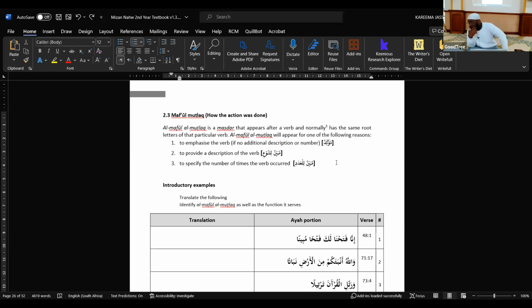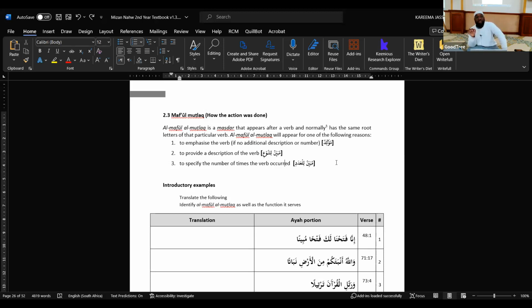So for example, you say سجدت سجدتين. Or you say سجدت سجدة واحدة. Make sense? So I prostrated سجدتين twice. That's nasb, right? سجدت سجدة واحدة. I prostrated once.